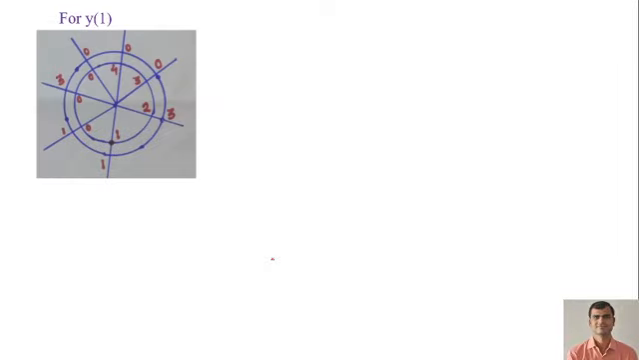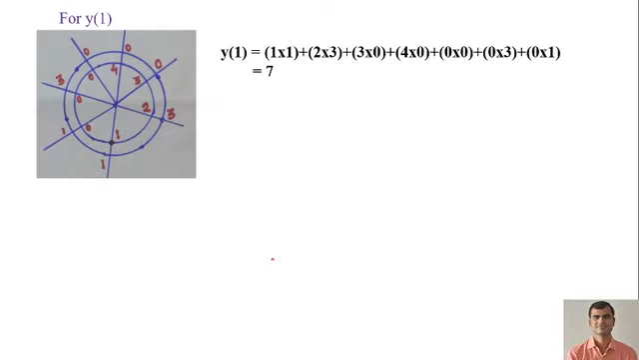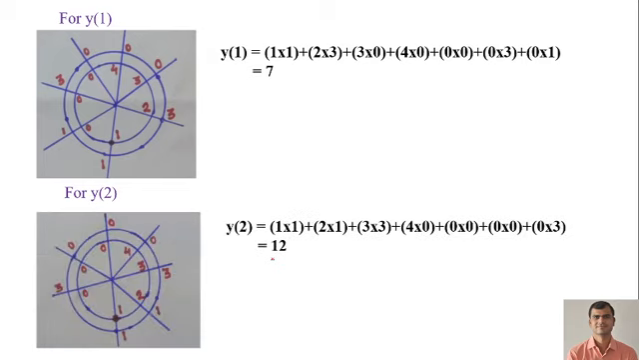Similarly, for y of 1, you rotate by 1 sample and you get y of 1. You rotate by 1 sample again in the equation of y of 1, and you get y of 2. Similarly, we have to solve for y of 3, y of 4, y of 5 and y of 6, because the number of samples is 7.